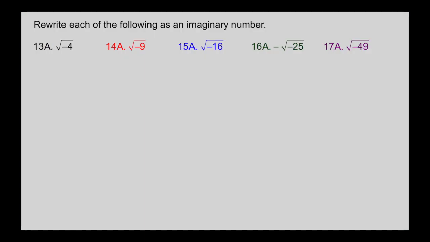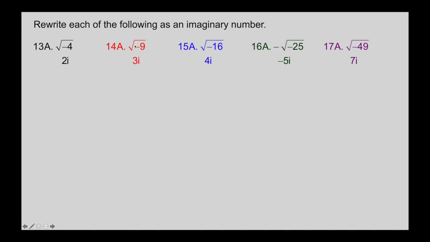Next, we want to rewrite each of the following as an imaginary number. So take a few minutes to try to do that. And these should be your answers for those. The square root of -4 is going to be, we're going to think of that as the square root of 4 times the square root of -1. The square root of 4 gives me 2, the square root of -1 gives me i.